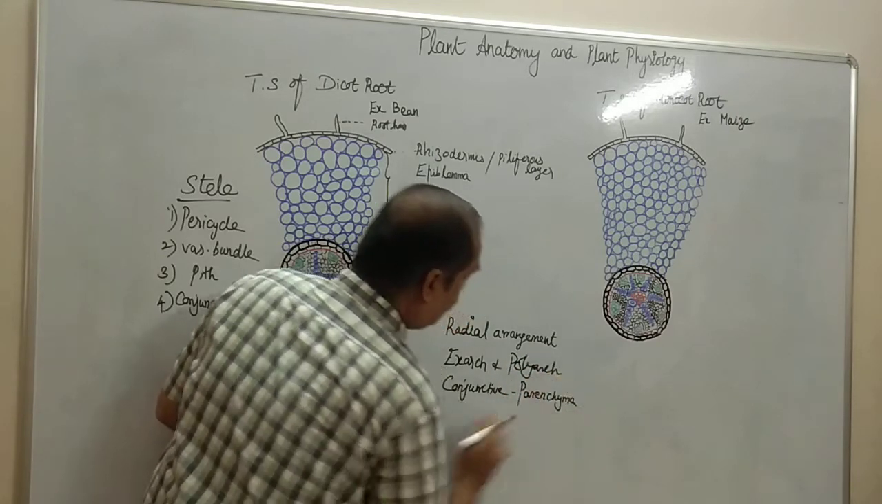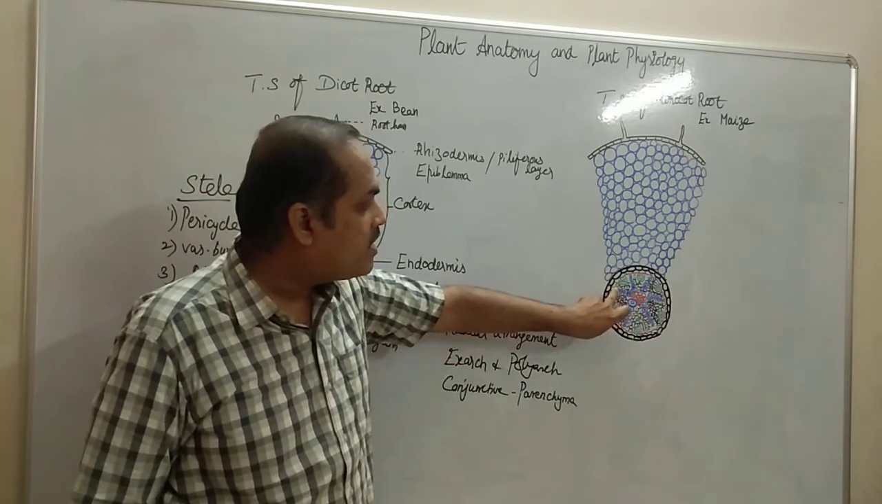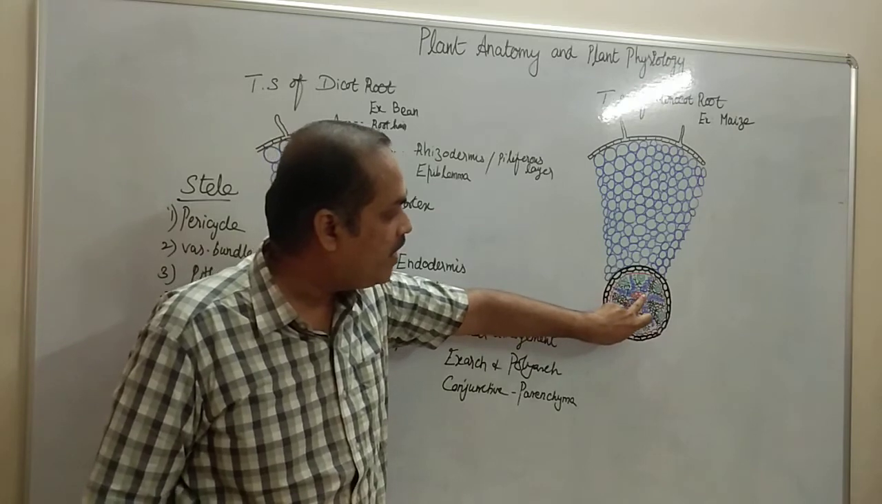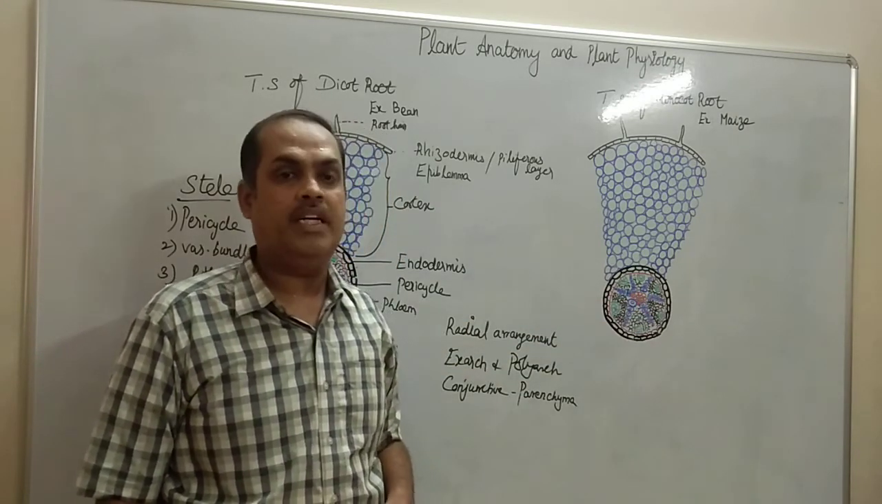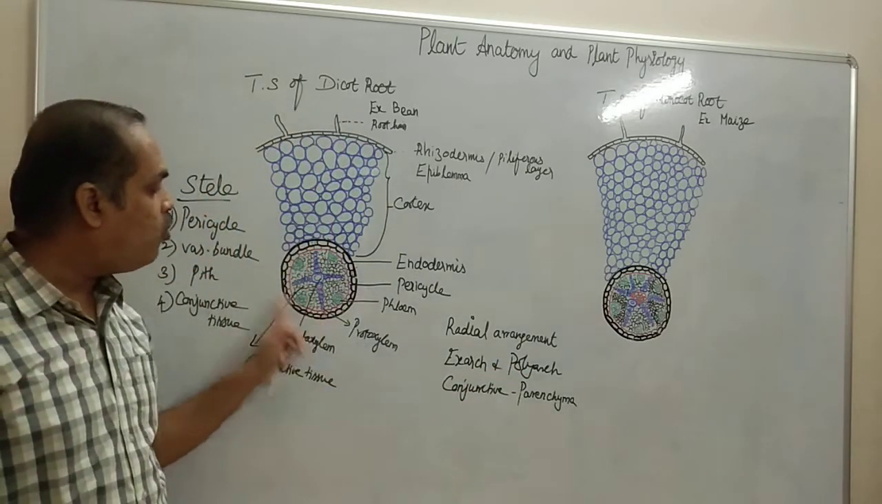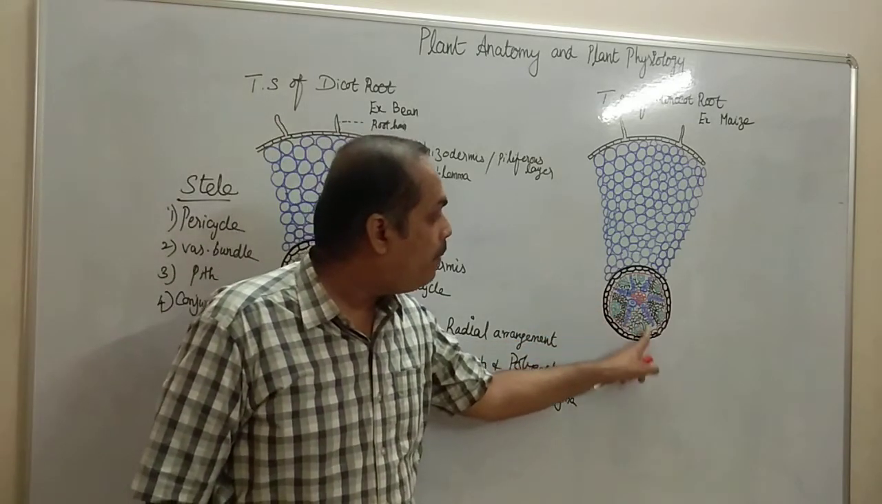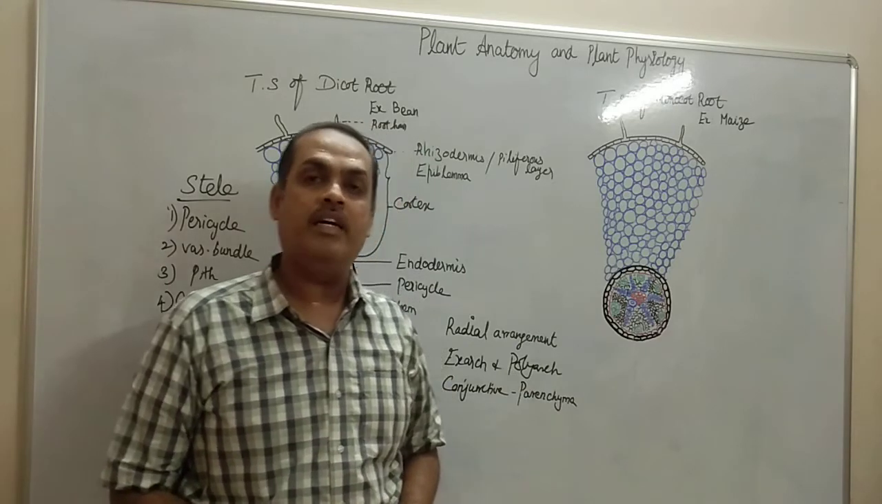Now as I told you, what is the meaning of exarch? When the protoxylem, that is the smaller xylem, is facing towards the periphery and the bigger xylem, the metaxylem, is facing towards the center, then that type of xylem is called exarch condition. And what is the meaning of polyarch? In the dicot root you saw there are 4 xylem points and 4 phloem points, but here you will be able to see many xylem and many phloem. Such a condition is called polyarch condition.